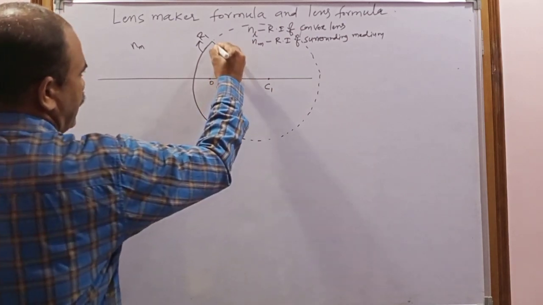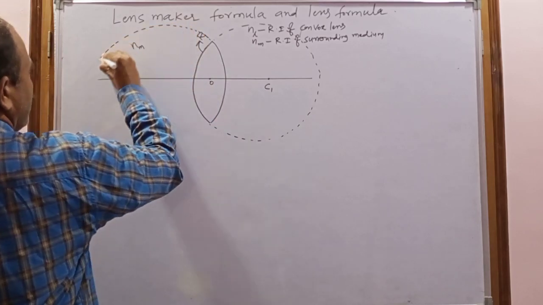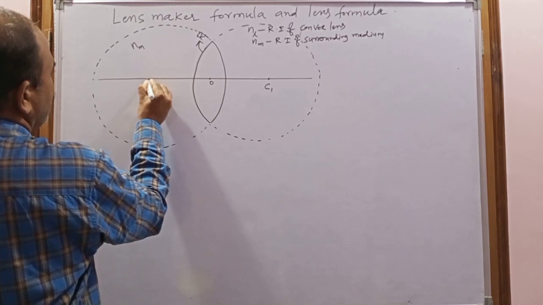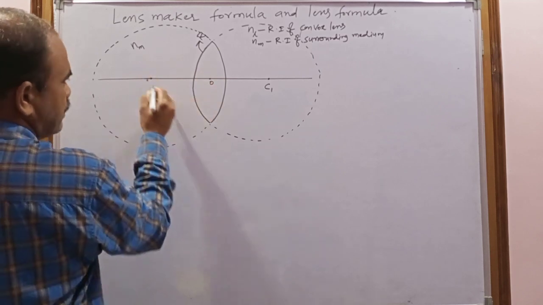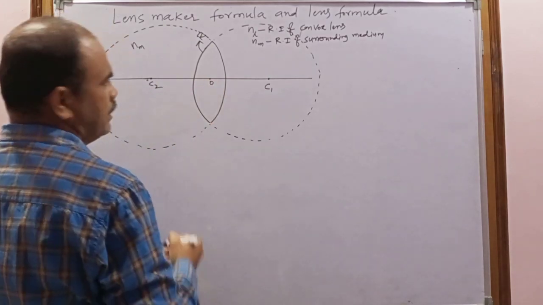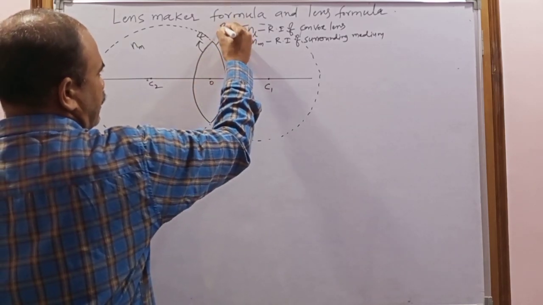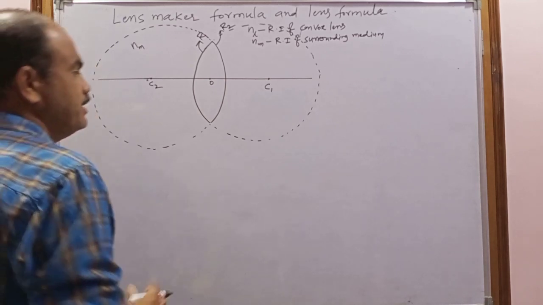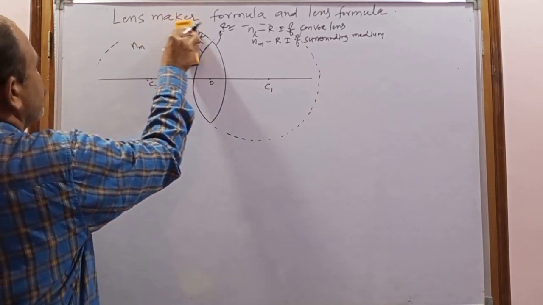Again, by taking the second surface as a part, when I draw the sphere, you get the sphere. The center of the sphere will be considered C2. This is the center of the sphere for the second surface. The distance between the optic center and C2 will be called the second radius of curvature, and this second surface has a radius of curvature R2. R1 is the radius of curvature of the first surface and R2 is the radius of curvature of the second surface.